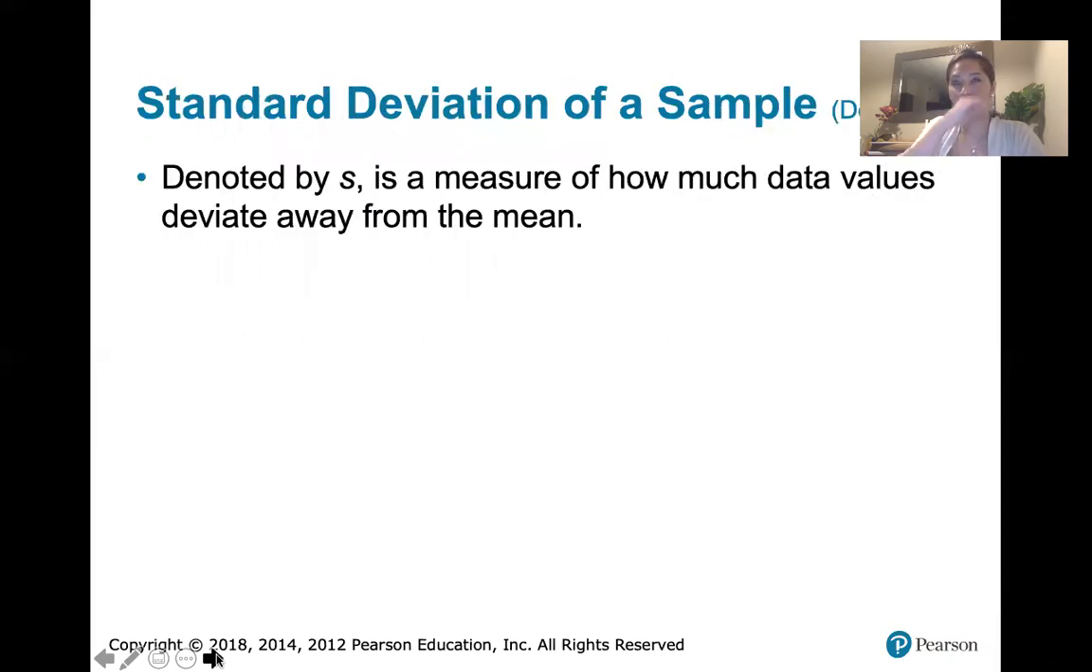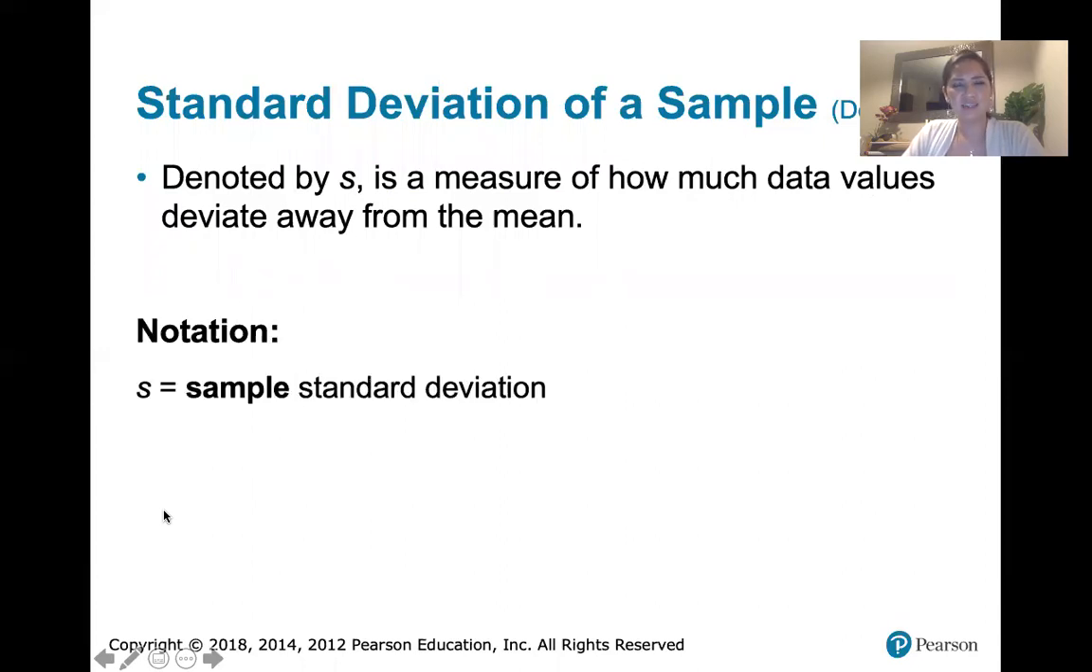Now our second measure of variation is the standard deviation, and we're going to focus here on the standard deviation of a sample. This is denoted by s, and it's a measure of how much data values deviate away from the mean. So the notation we'll use is this. S, lowercase s, is for sample standard deviation. And this little, it looks like an o with a little tail on it at the top, that is a lowercase sigma, and that represents the population standard deviation.